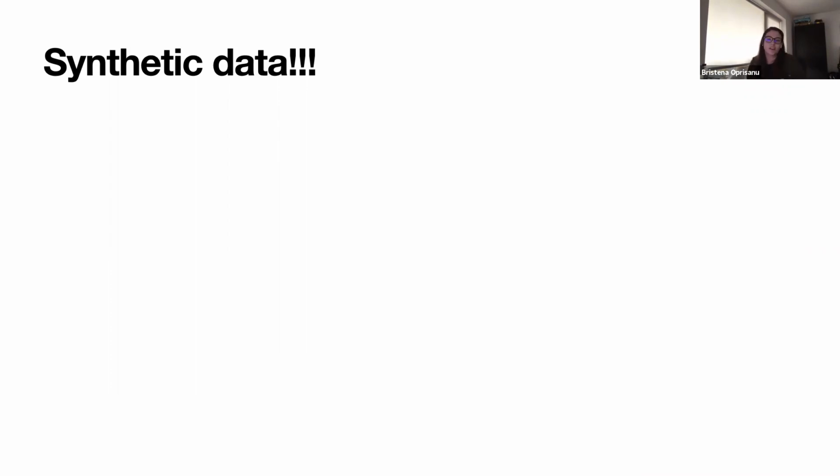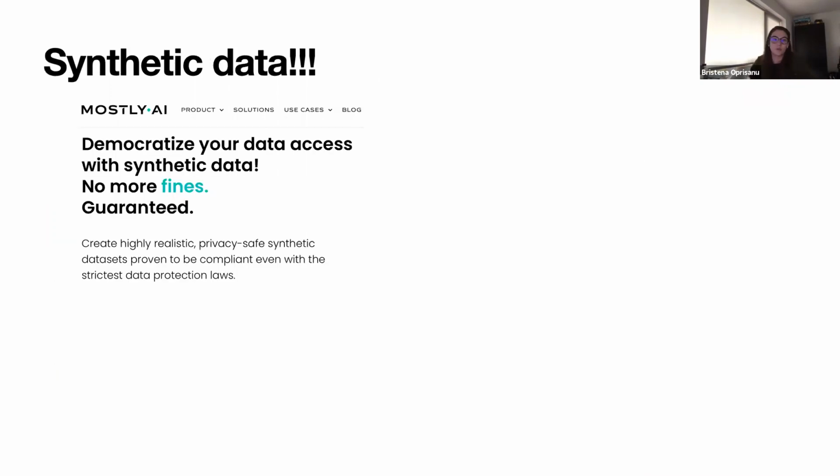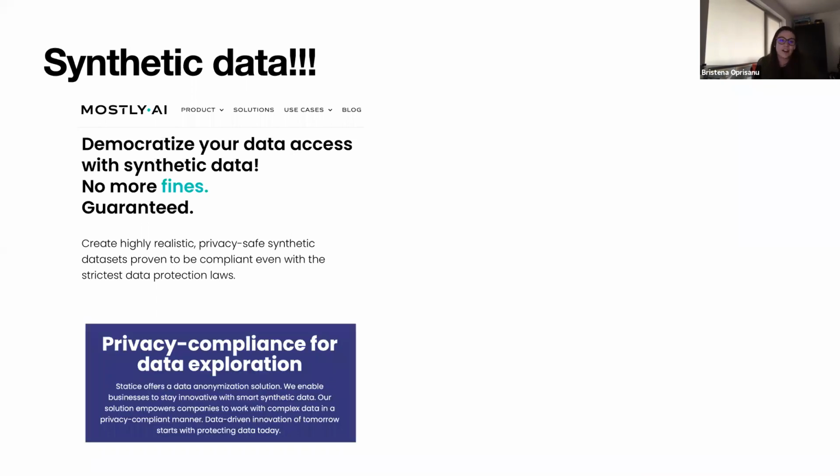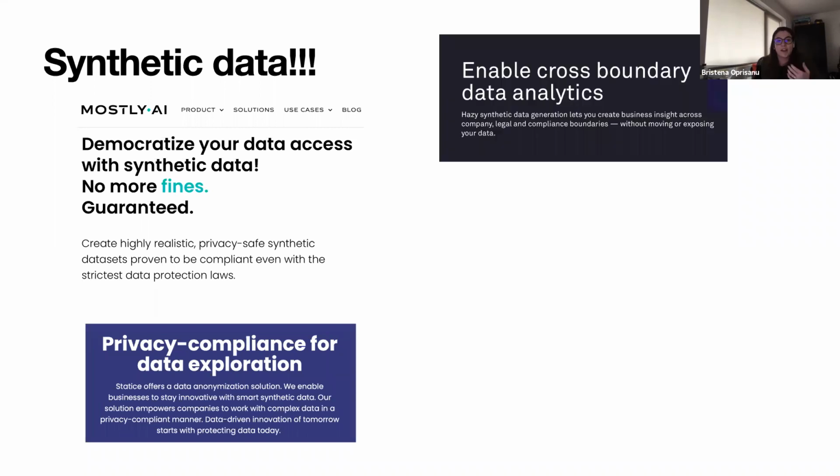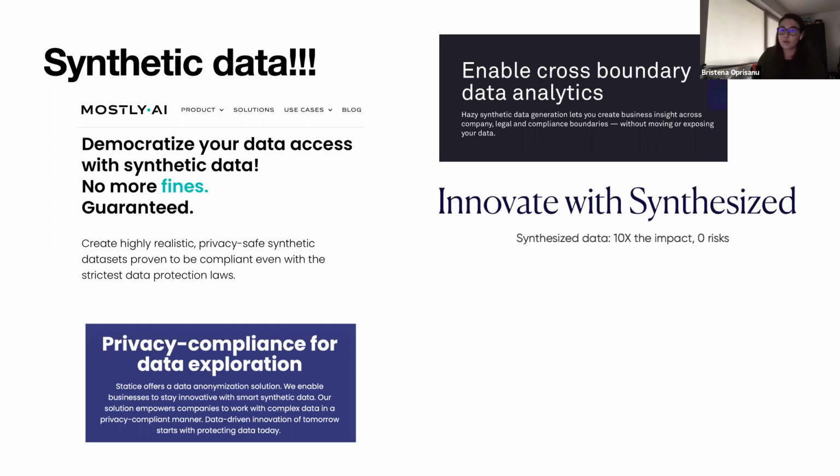And in fact, there are a lot of startups in this space, such as, for example, Mostly AI, which tells you that you can democratize your data access with synthetic data, and it will guarantee you that you get no more fines. Another company, Statice, tells you that it offers a data anonymization solution that enables businesses to stay innovative, but at the same time do so in a privacy compliant manner. Then Hazy, another one, would let you generate synthetic data and lets you create business insight across companies, legal and compliance boundaries. And then another one is Synthesized, which promises you that with synthesized data, you'll get 10 times the impact with 0 risks.